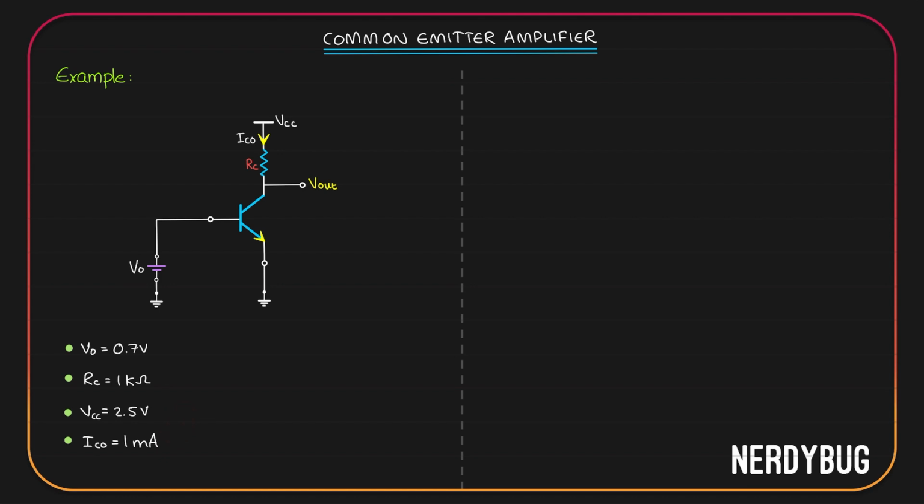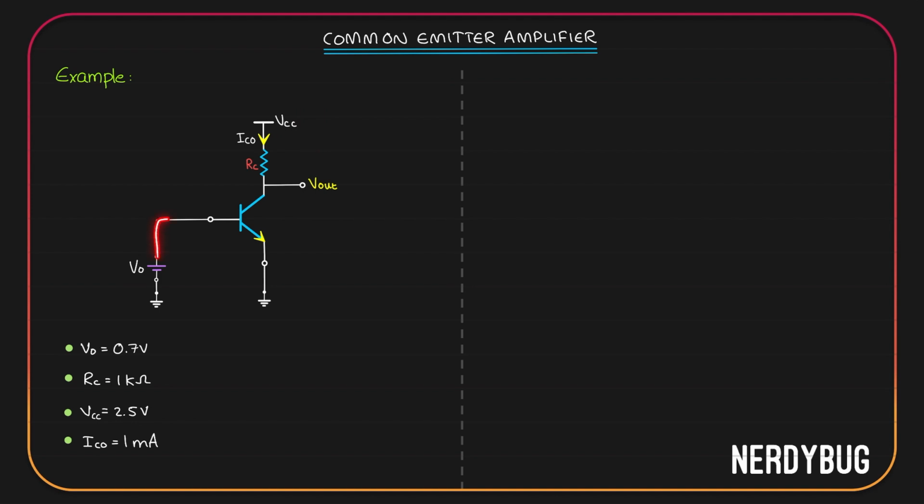Why have I called the collector current IC naught? Because once we apply the signal, the IC we get is going to be IC naught due to the biasing plus gm V input due to the input. Right now we don't have the input, we have only done the biasing. So the collector current we get will be IC naught.